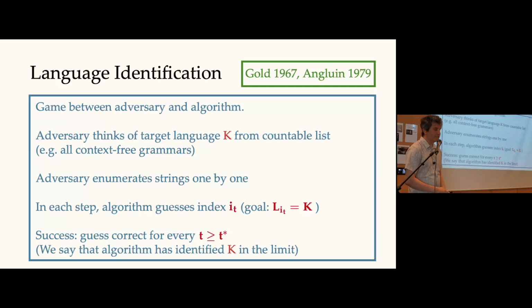Oh, yes. When I say that it's a countable collection of languages, there's an agreed-upon enumeration of the languages that the algorithm has available to it, and it knows this is language 1, this is language 2, this is language 3, and so on and so forth.